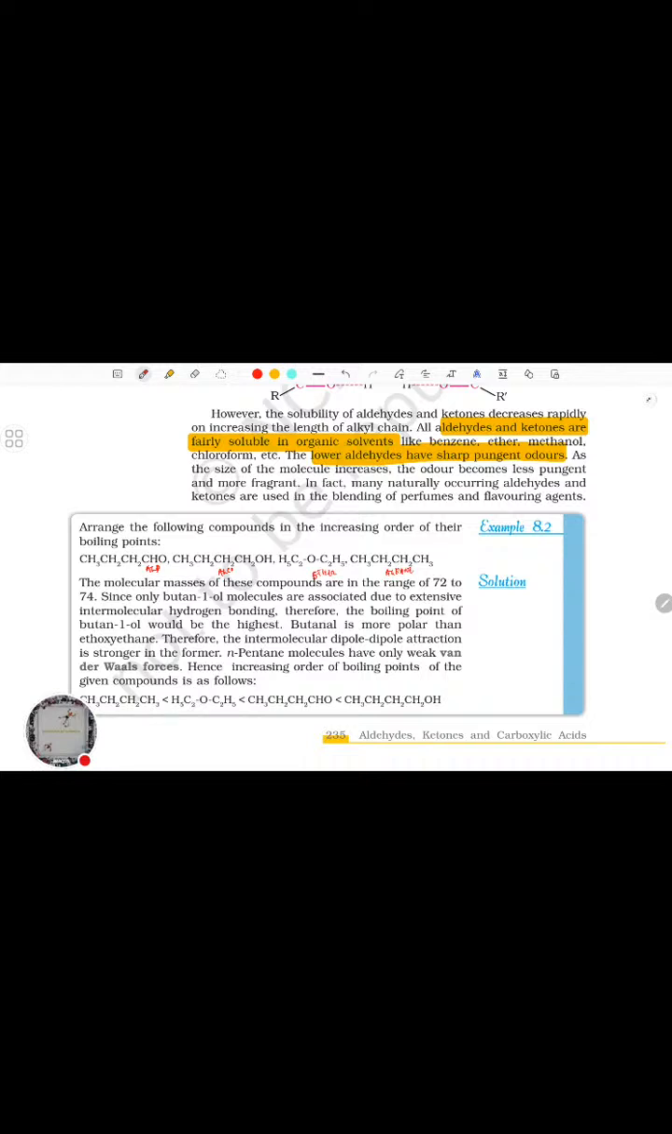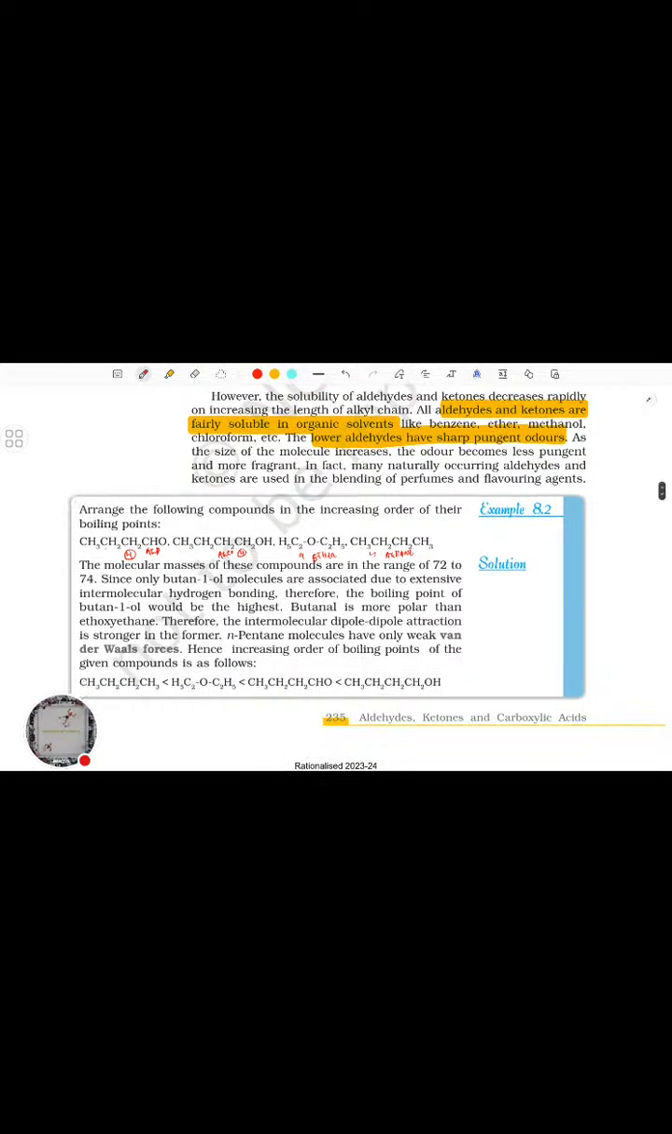So this guy has 4 carbons, 4 carbons, 4 carbons and 4 carbons, which means the molecular masses of these compounds are in the range of 72 to 74. Since only butan-1-ol molecules are associated due to extensive hydrogen bonding, the boiling point of butanol will be the highest. Butanal is more polar than ethoxyethane, therefore the intermolecular dipole-dipole attraction is stronger. n-Pentane molecules have only weak van der Waals forces, in the increasing order.